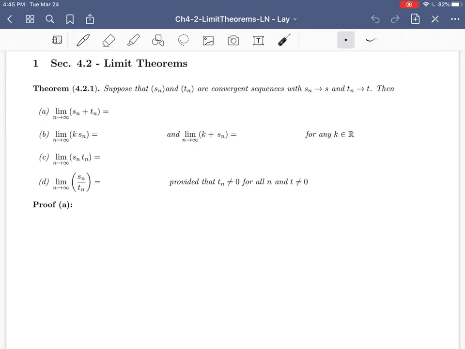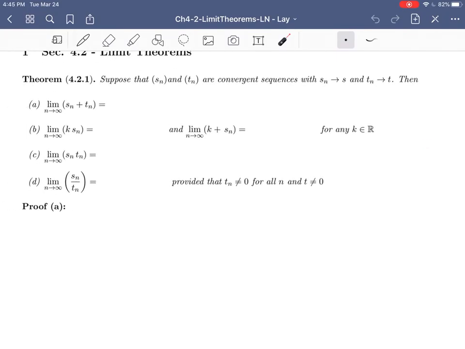So if we have two different sequences, S sub n and T sub n, if they are both convergent sequences with S sub n converging to S and T sub n converging to T, then the limit of S sub n plus T sub n is simply S plus T. That is, the limit of the sum of the sequences is equal to the sum of the limits of each of the individual sequences, the values that they converge to.